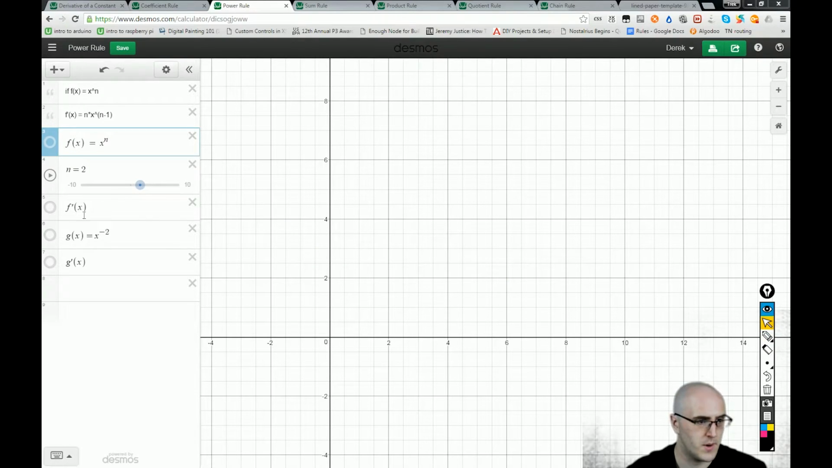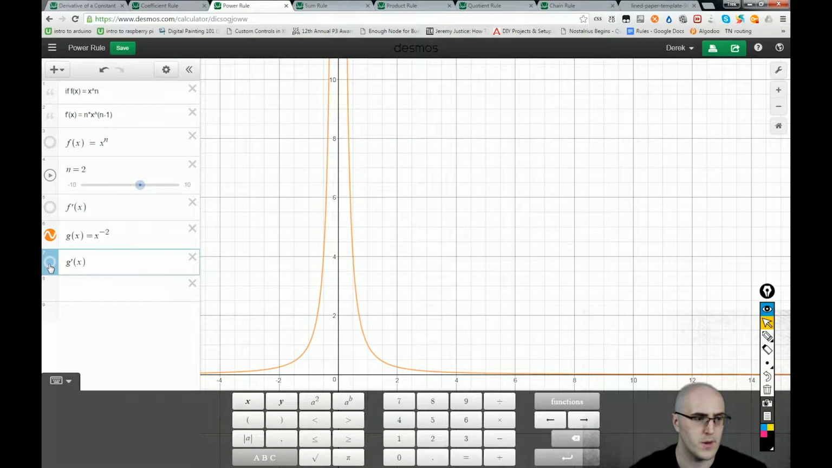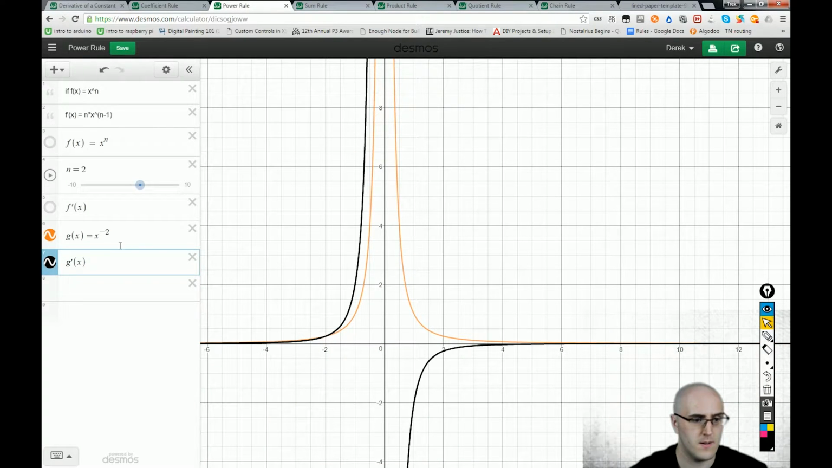Let's move on to our other example here on this page. I didn't get to show you guys this. So here we have x to the negative 2, and our derivative, which we determined was negative 2 times x to the negative 3rd, so it should be an odd function. It should go up and down. Yep, see?